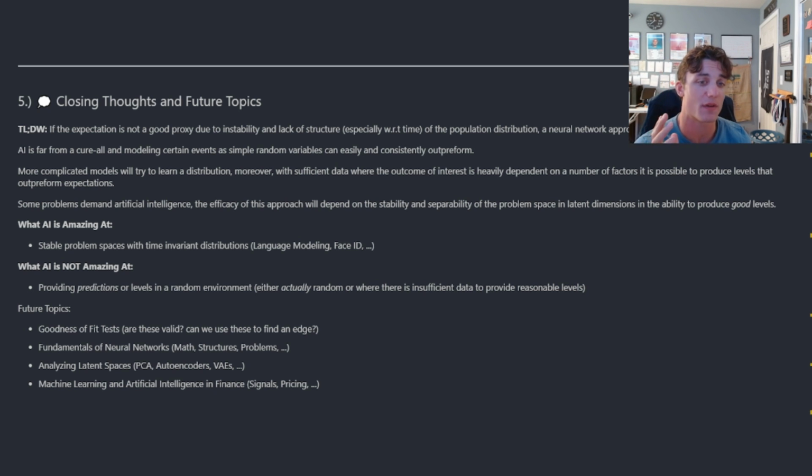So AI is far from a cure-all, but AI is certainly amazing at certain types of problems. Heavily conditional problems, heavily nonlinear problems, stable problem spaces, time invariant distributions. Very, very useful. Think of things like language modeling. When you talk to Gemini, ChatGPT, you're not concerned it's going to forget English. It's just a model producing expectations too, but it's conditional expectations. Goodness gracious, are they good? Same with your Face ID.